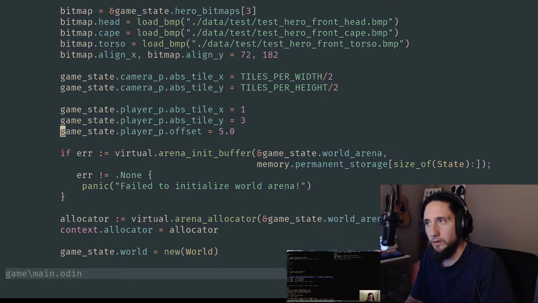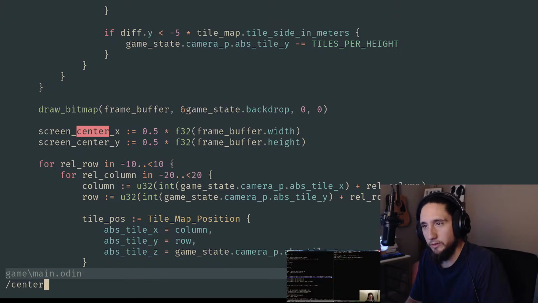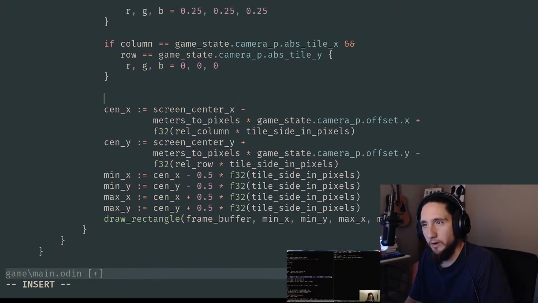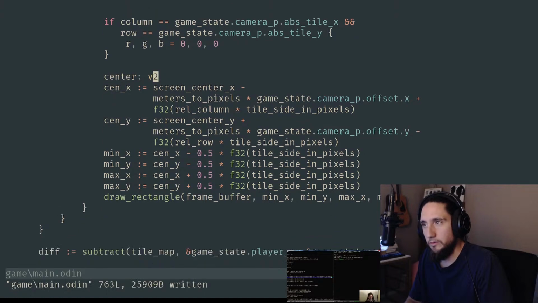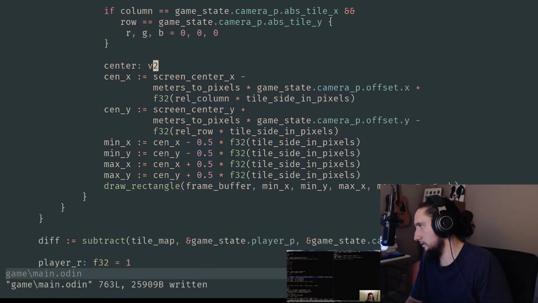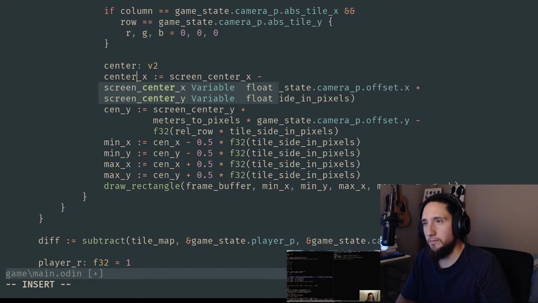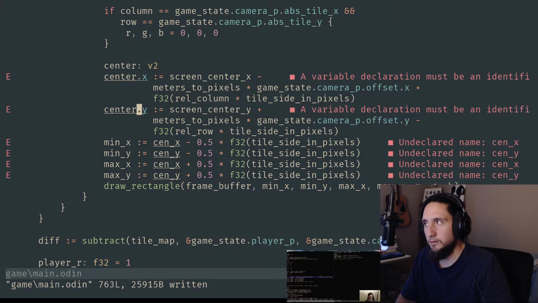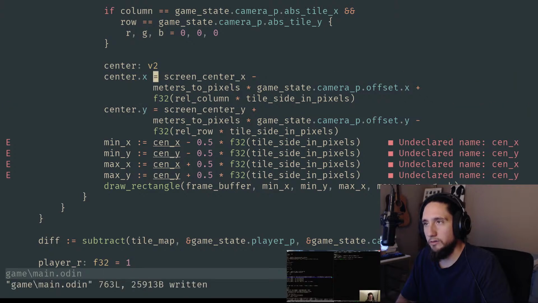Back into main we go, and what was that, sen? Called it sen, but I might be calling that center. Or no, yeah, over here. So center is a v2. And what do we have here? We have a pretty long line that I've broken up. We have the center, x and y. Well, I guess we could just say center.x like that. Must be, well, this is not a declaration. There we go.